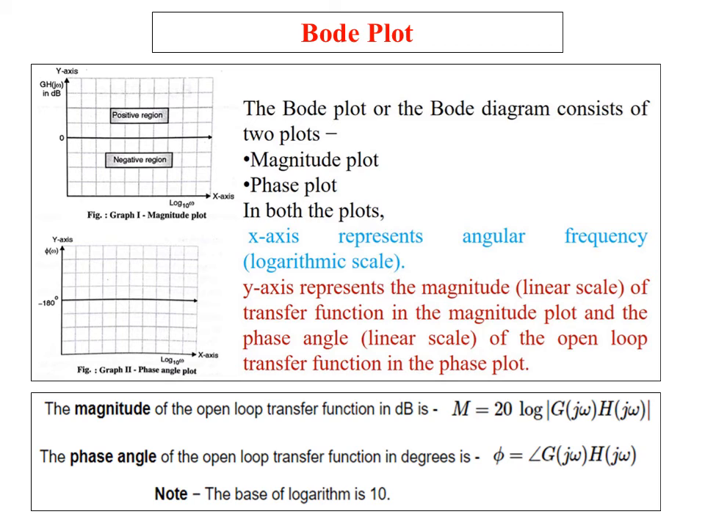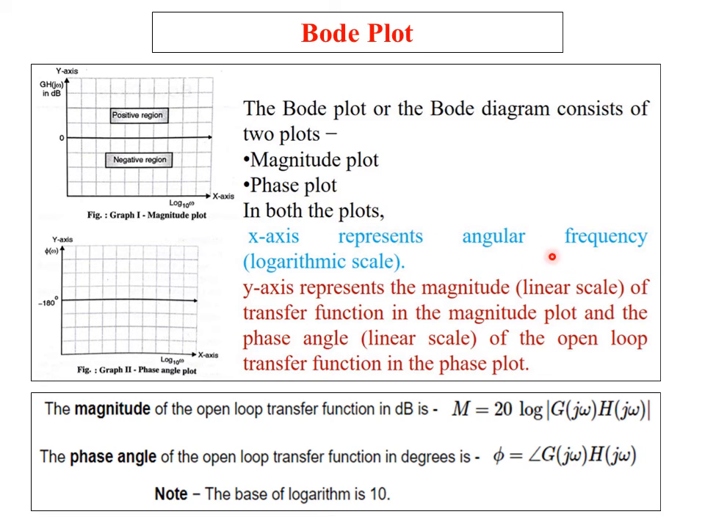First we will see what are Bode plots. The Bode plot or the Bode diagram consists of two plots. The first one is the magnitude plot, another one is the phase plot. So this is the magnitude plot and this is the phase plot. Magnitude means a kind of gain, phase means the phase angle.